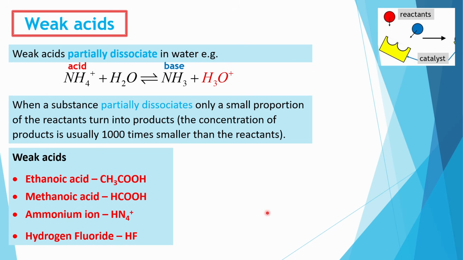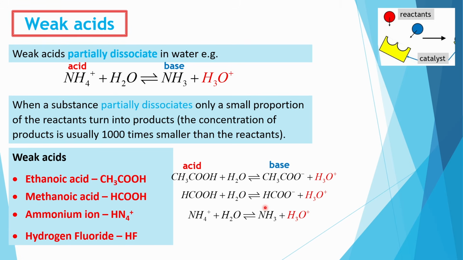The types of weak acids that we need to be comfortable to remember are ethanoic acid, methanoic acid, and ammonium ion. Also, the other weak acid would be hydrogen fluoride and possibly amines, right? Hydrogen fluoride is HF. Amines are organic molecules that have NH2s attached. Remember, they partially dissociate. They have an equilibrium arrow. They do produce hydronium ions.